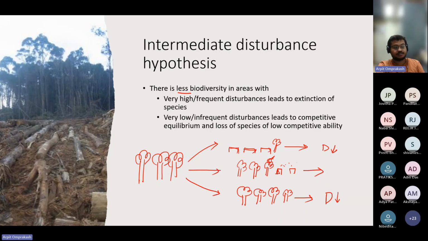Or there are smaller trees and grasses that are developing here, which is increasing the diversity of this place. So medium disturbance often leads to more biodiversity, whereas a high or low amount of disturbance, or very frequent or very infrequent disturbances, lead to less biodiversity.